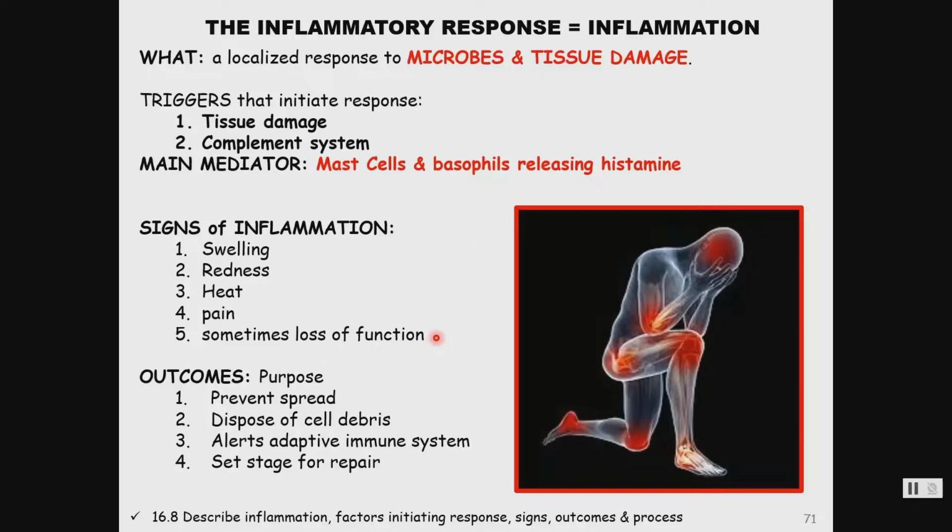of function. We don't like inflammation, but there's actually a good purpose to it. It will prevent the spread of infection. It calls in white blood cells to dispose of cellular debris. It releases chemicals and alerts the adaptive immune system, and it also sets the stage for repair.